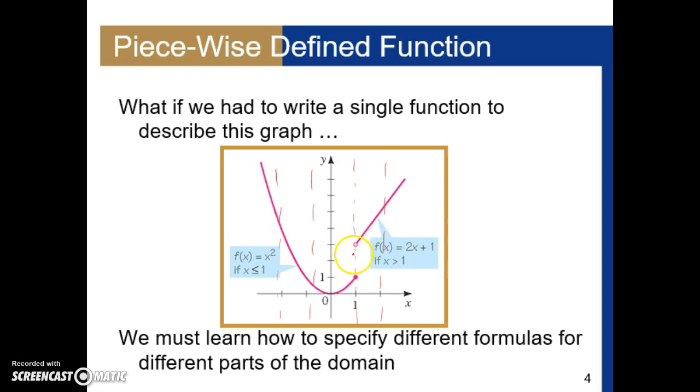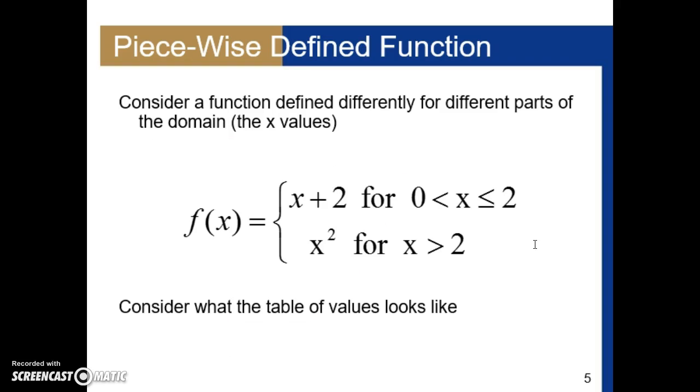If this was a closed-in hole right here on this piece, then we would fail the vertical line test. That's why that's an open hole. So for all input values less than or equal to 1, it behaves this way. For all input values greater than 1, it behaves this way. So this is a piecewise defined function. It's defined in pieces. So let's consider this function.